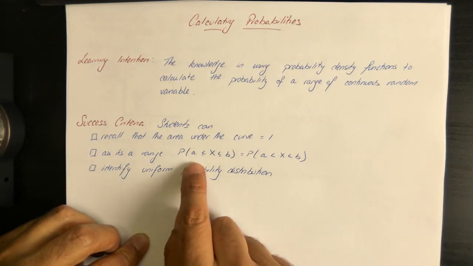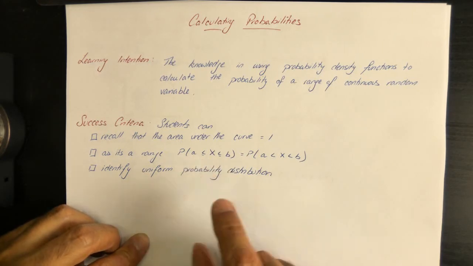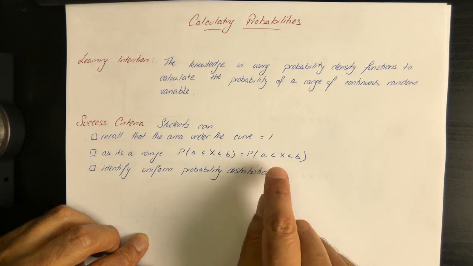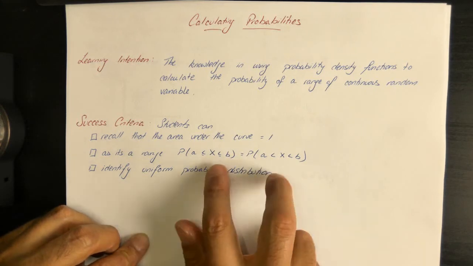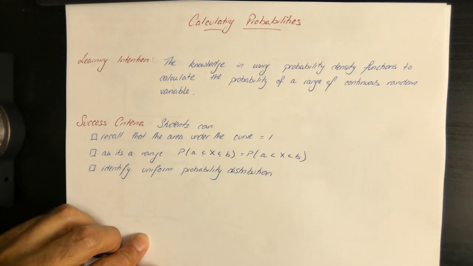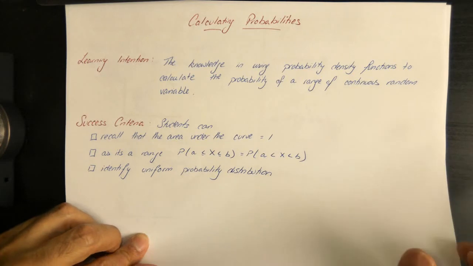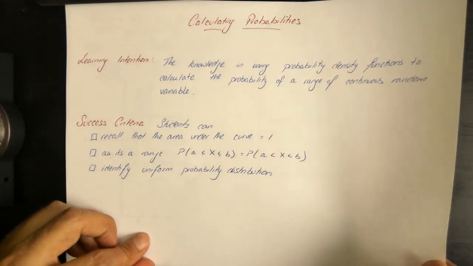Because we can't find the probability of a single event, that has to be a range. The probability of A is less than or equal to X, which is less than X, would it be? It's the same as A is less than X, which is less than B, right? The symbols don't really matter, because we can't find the event of one thing occurring. All right, and then we want to talk about identifying uniform probability distributions.